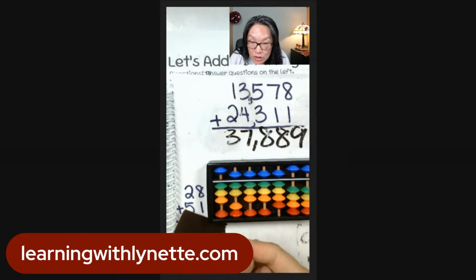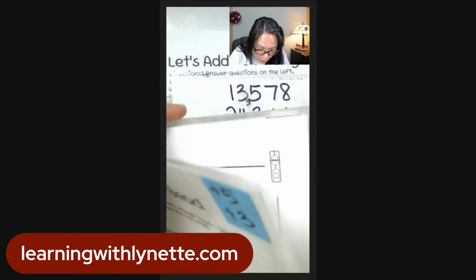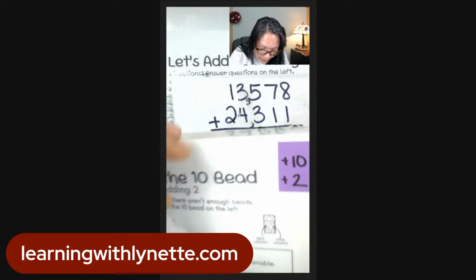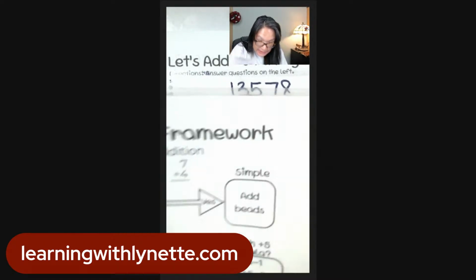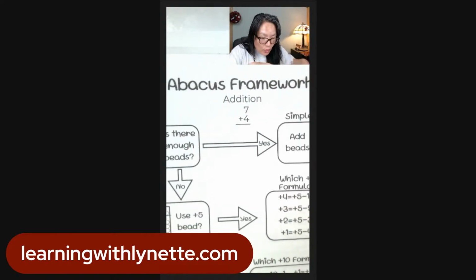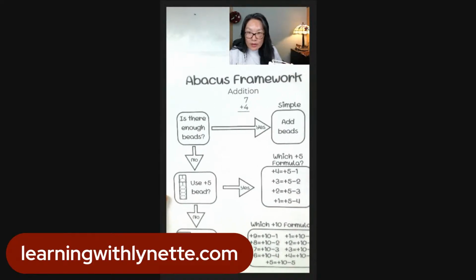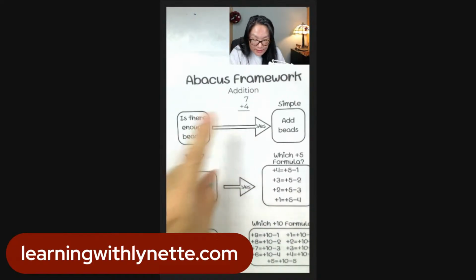Okay, anyways. So what did we do? How do you know when to use the 5? Lady J, that's a good question. I go through this path. There's a workflow, and here's the workflow.